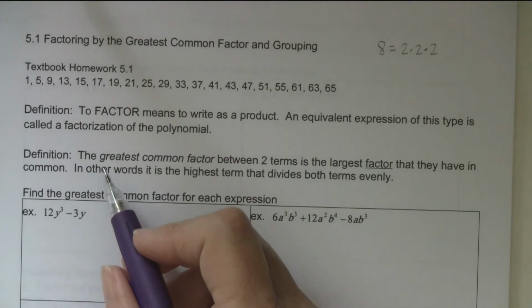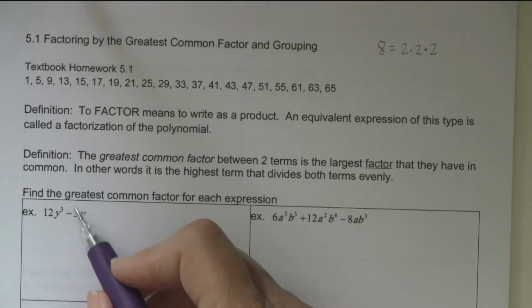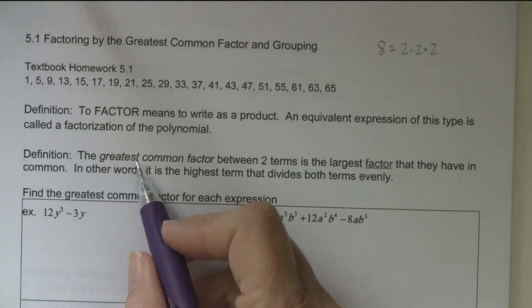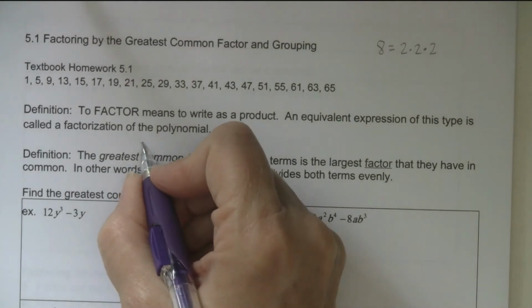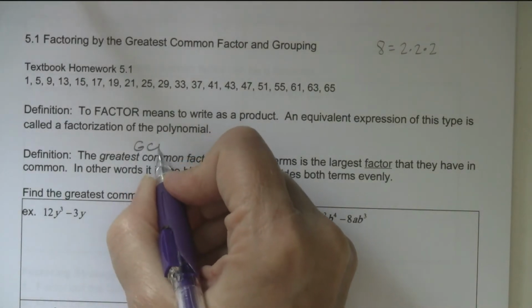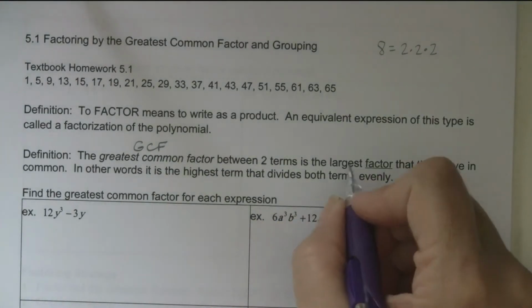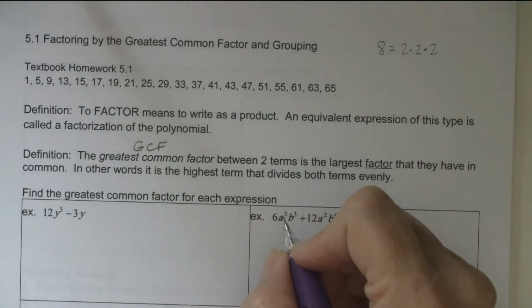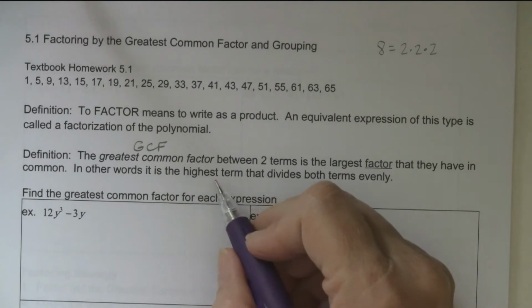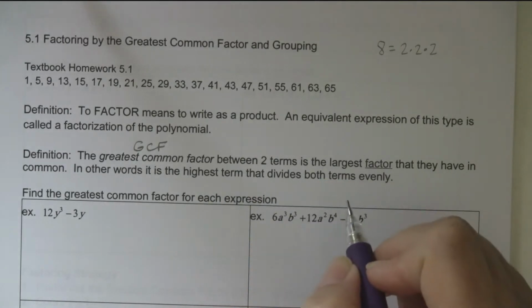What you want to try to factor out of a binomial, if you're given this, is the greatest common factor. And so most people call that the GCF, greatest common factor. Between two terms, it is the largest factor they have in common. In other words, it's the highest term that divides both terms evenly.